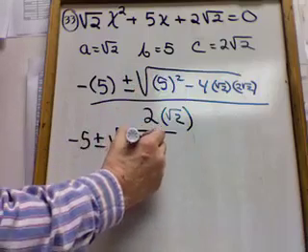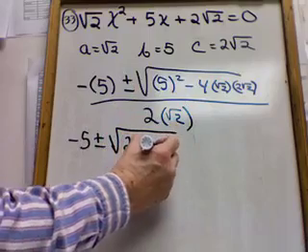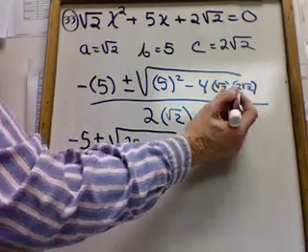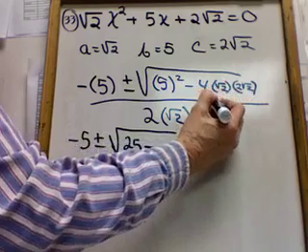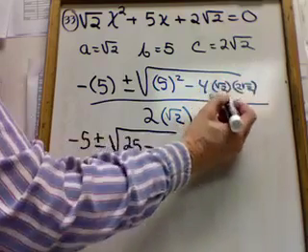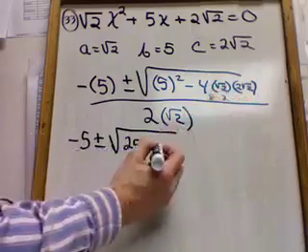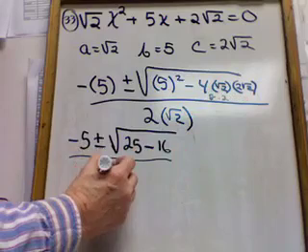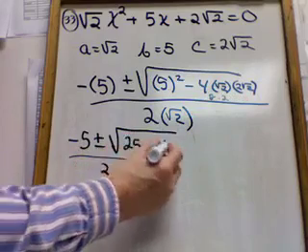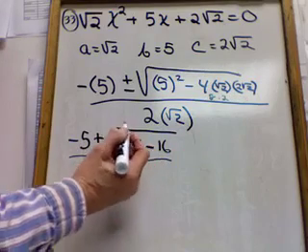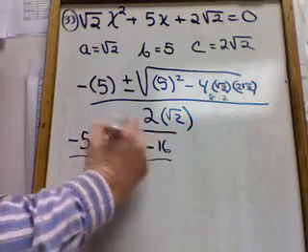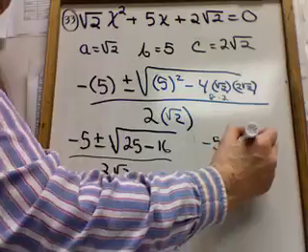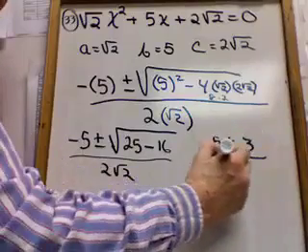5 squared is 25, minus 4 times root 2 times 2 root 2. Well, the 4 times 2 is 8. The root 2 times the root 2 is root 4, which is 2. So 8 times 2 is 16. 25 minus 16 all over 2 root 2. 25 minus 16, that's easy, 9. And the square root of 9 is 3. So minus 5 plus or minus 3 all over 2 root 2.